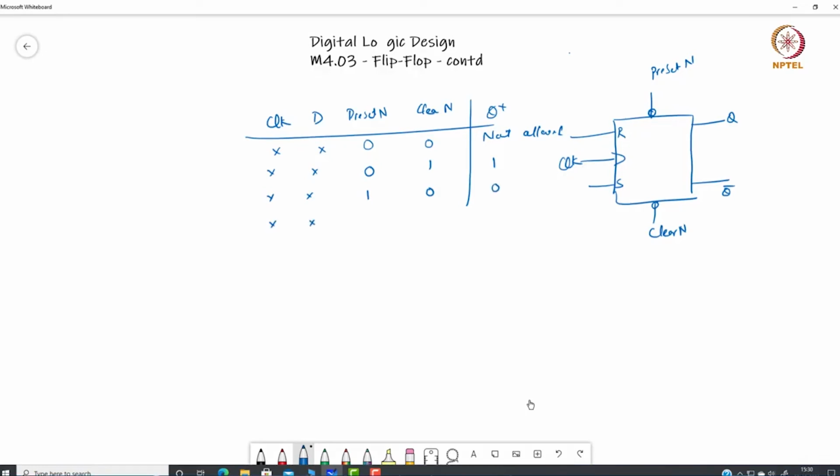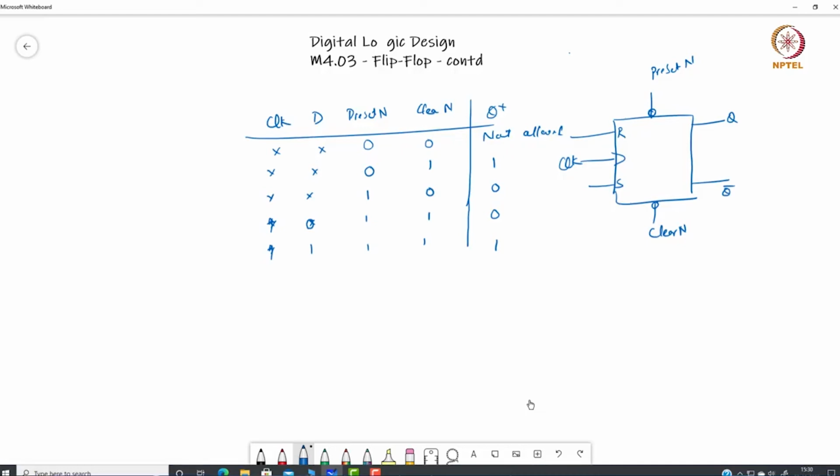Similarly, if both of them are 1, then the circuit will behave according to the clock and D. So if D is 0, the output is going to be 0, and this only happens at the positive edge. At the positive edge, if D is 1, the output is going to be 1. We must understand that this circle means active low.